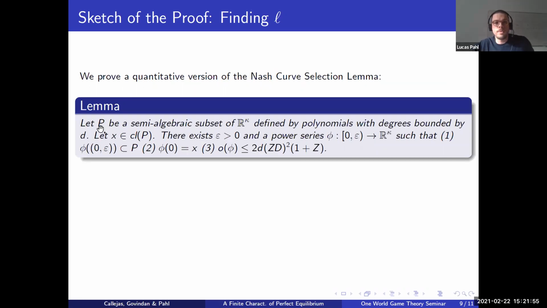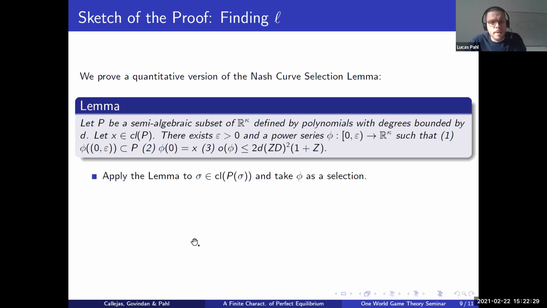So the lemma we're going to prove says that if P is a semi-algebraic subset of a Euclidean space defined by polynomials with degrees bounded by D, and if we pick a point X in the closure of this semi-algebraic set, then there exists an epsilon and a power series such that the image from 0 to epsilon is inside P. The path starts at the fixed point X that we picked at the beginning, and the order of this power series is less than a certain quantity that depends on kappa and D only.